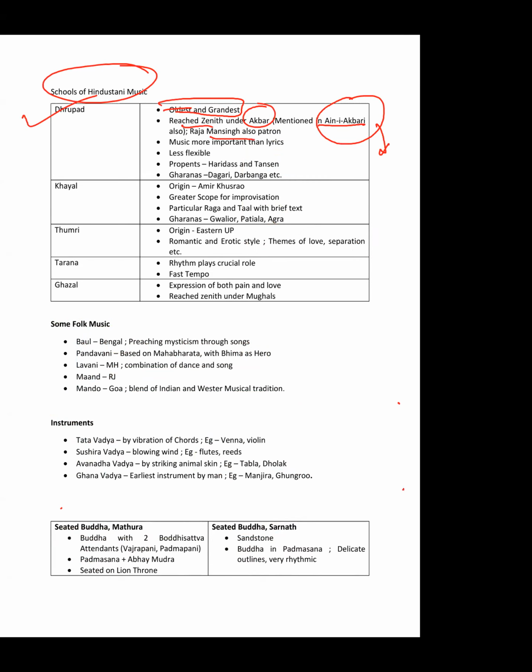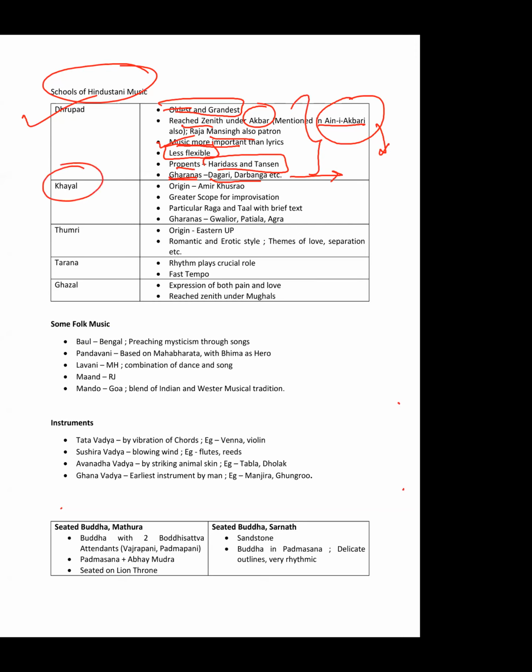Raja Mansingh was also a patron of this music. The music was more important than the lyrics. It was less flexible, that is, you needed to adhere to certain things. Proponents, Haridas and Tansen. Gharanas, just factual detail. If you can remember, you may. Otherwise, you can leave. What are the gharanas associated? Dagar and Darbhanga. Right. Done with it. These would be 20-30 words. At max, the utility would be this much only.